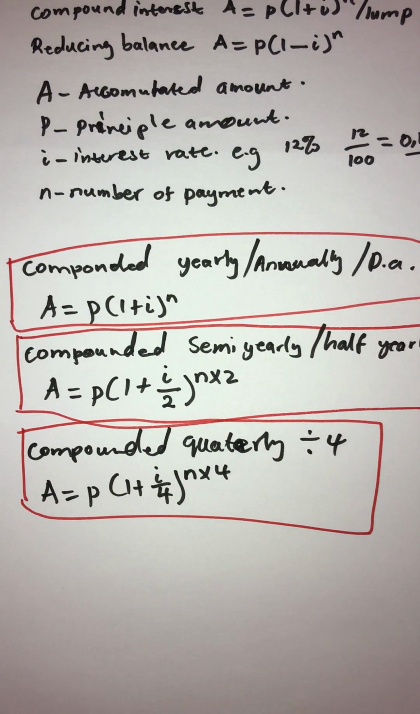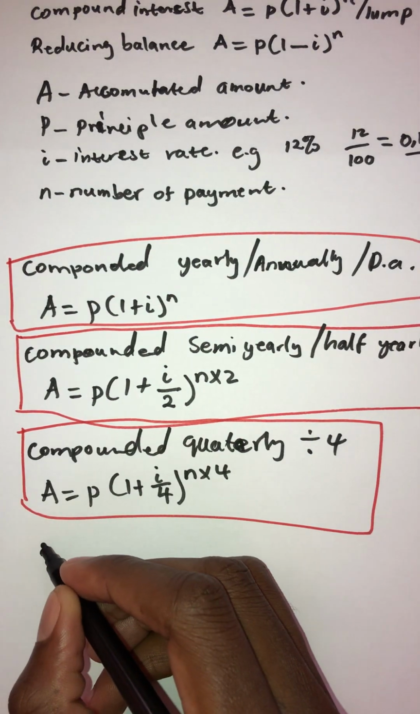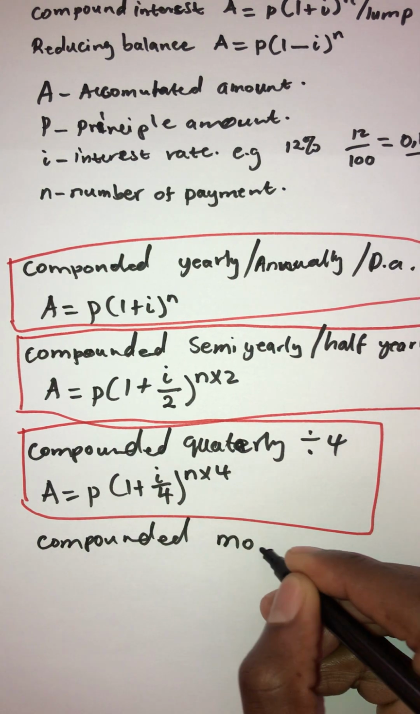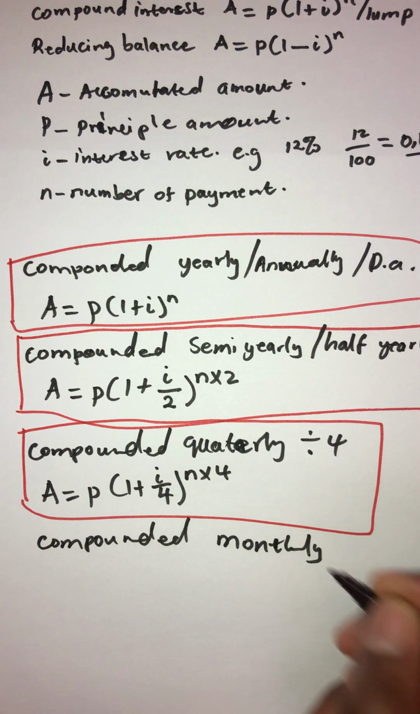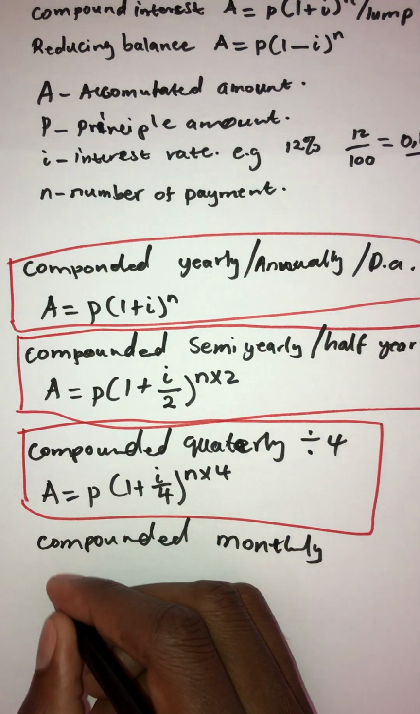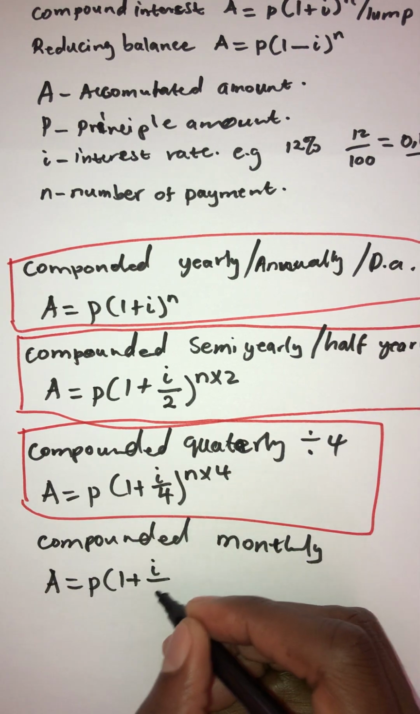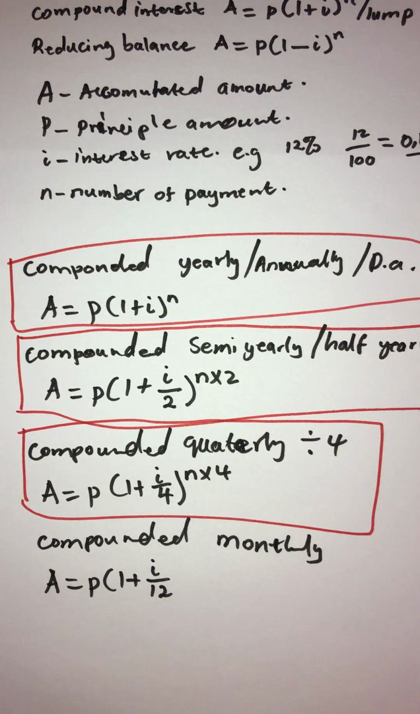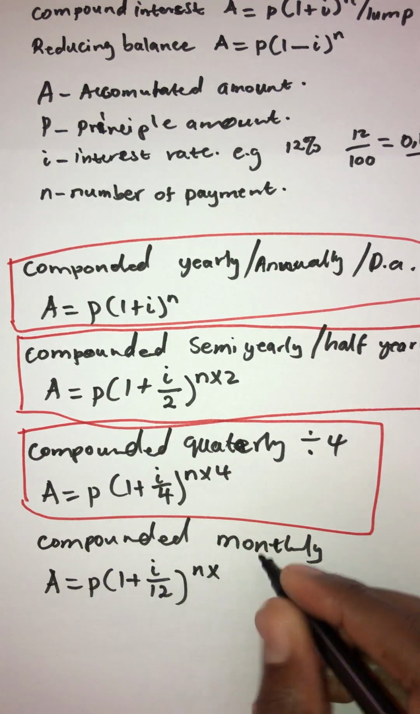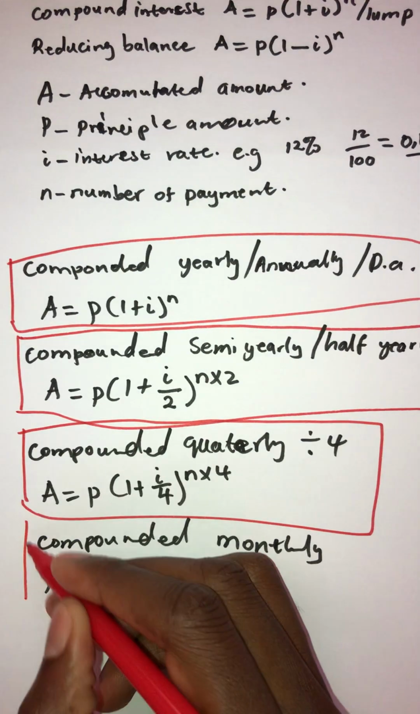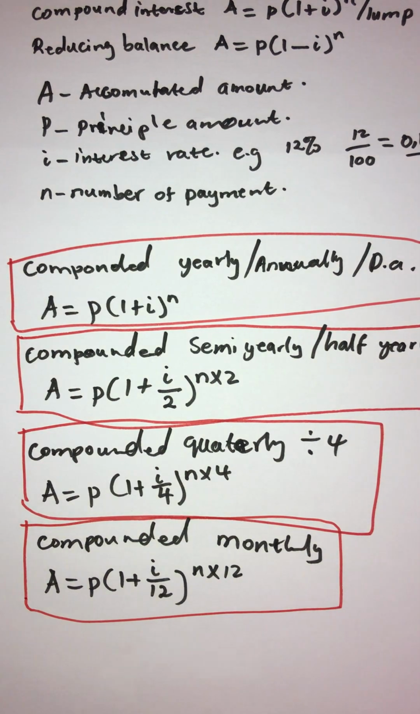And then the last one, compounded monthly. Compounded monthly, it means this is the formula I'm going to use: A is equal to P(1 + i/12)^(n×12). We know that a year has 12 months, so we divide by 12 since it's compounded monthly, and then n multiplied by 12. So when they say compounded monthly, this is the formula that you're going to use. So now let's answer the questions.